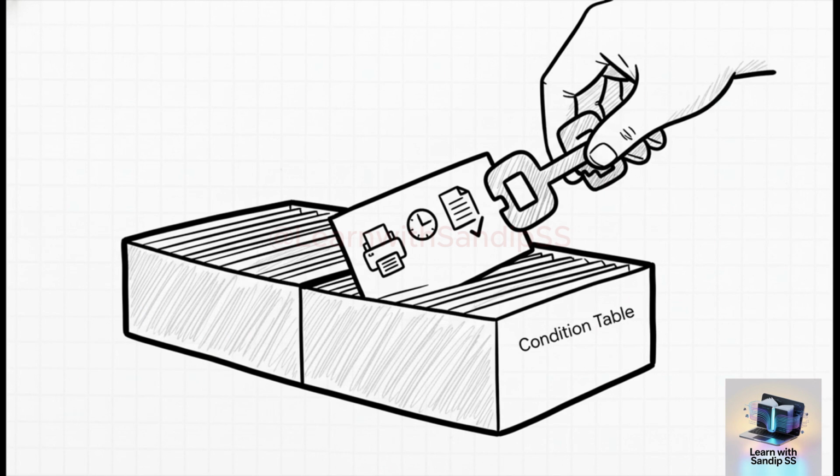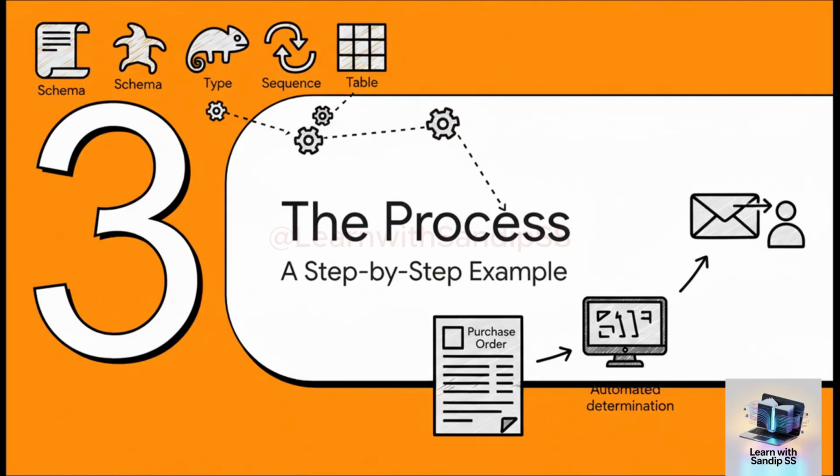So our clerk takes the key from our document, say document type NB, goes to the right filing cabinet, finds the matching index card, and reads the instruction. Here it is. Send to printer XYZ, send it immediately, just one copy. And that's it. Okay, theory's over.